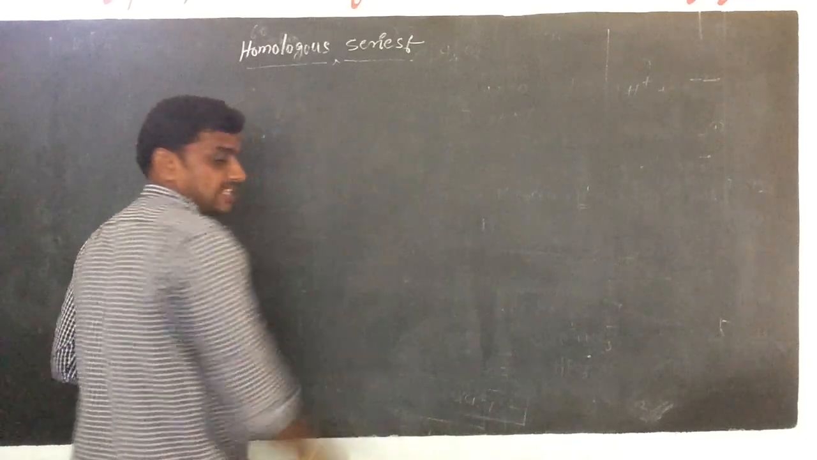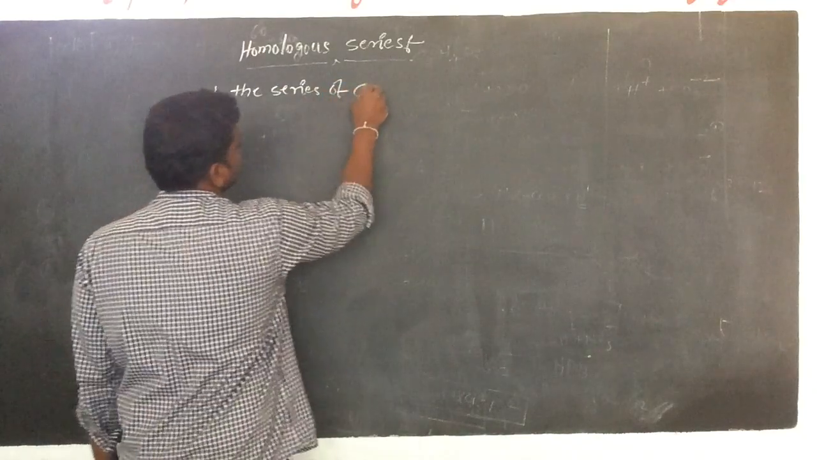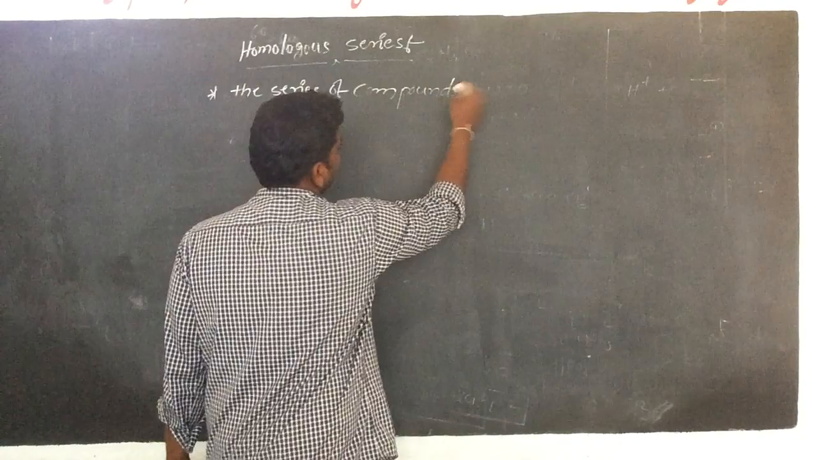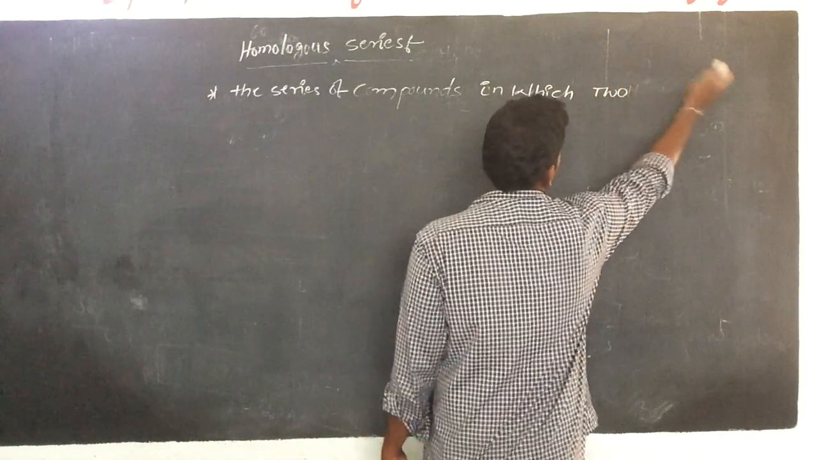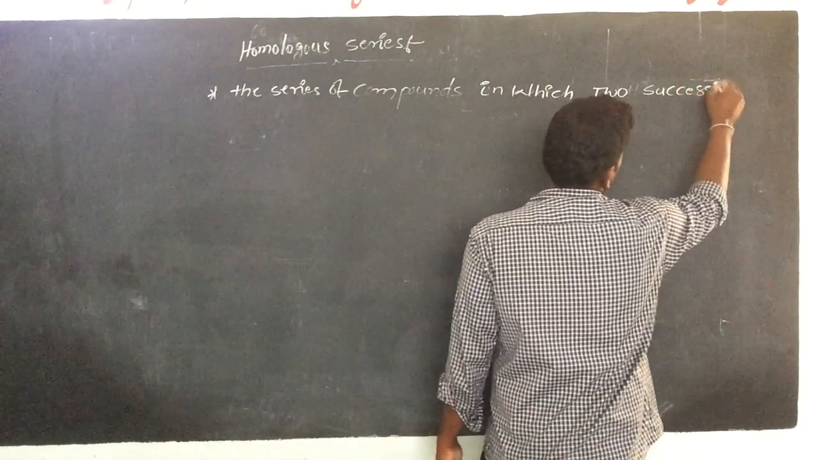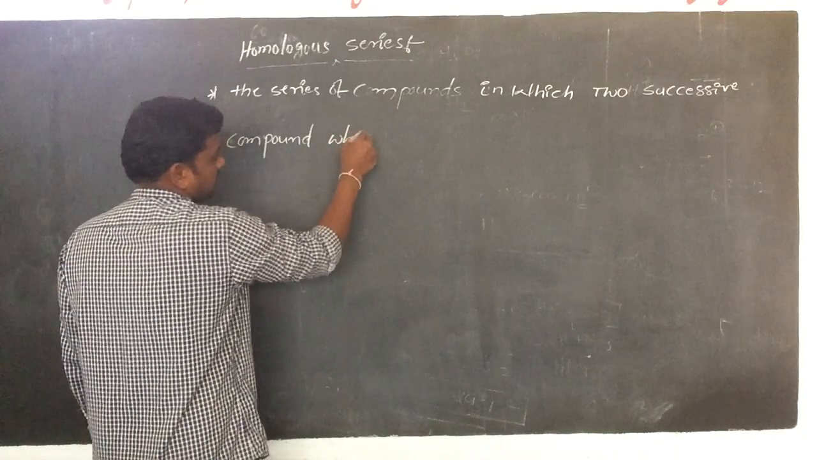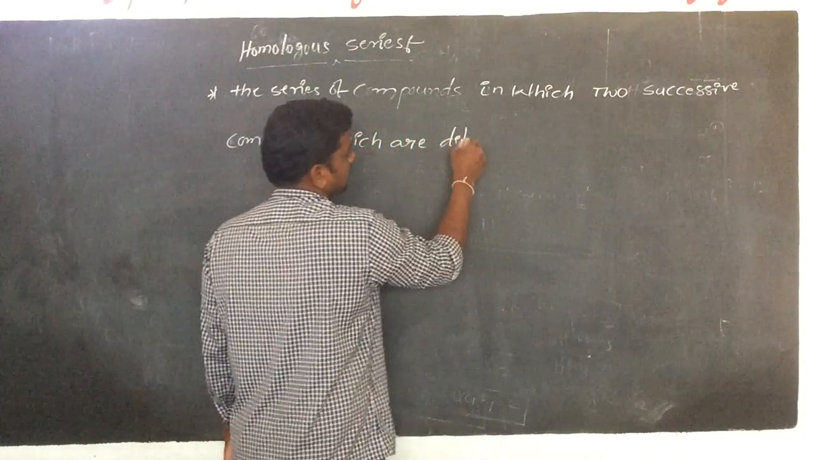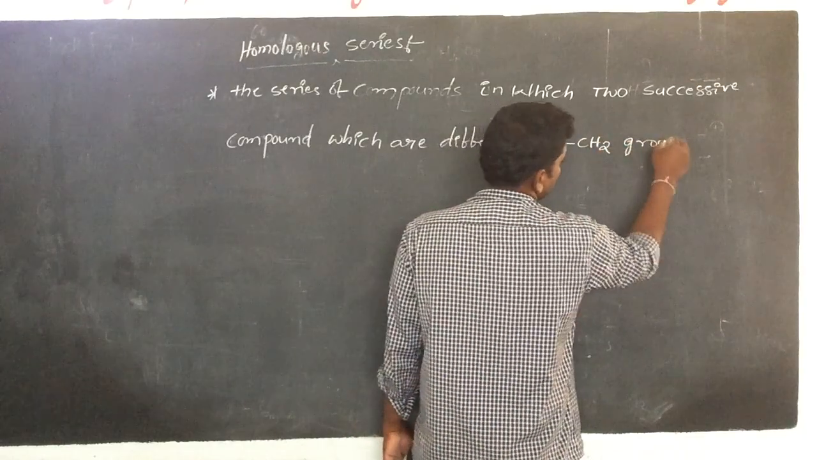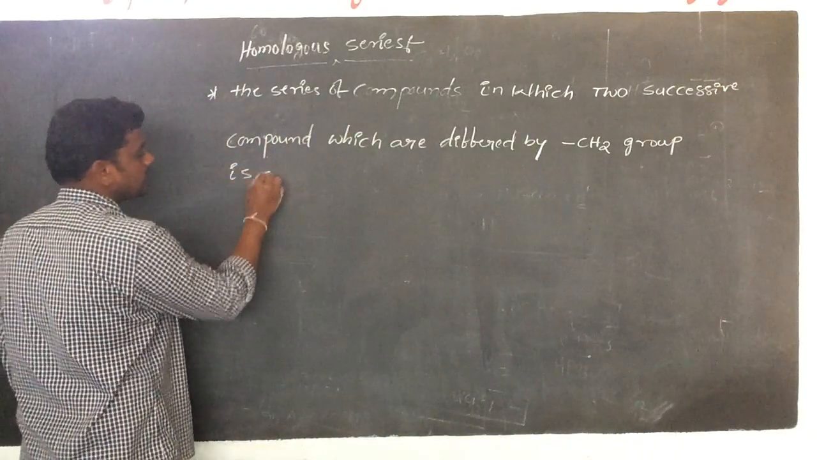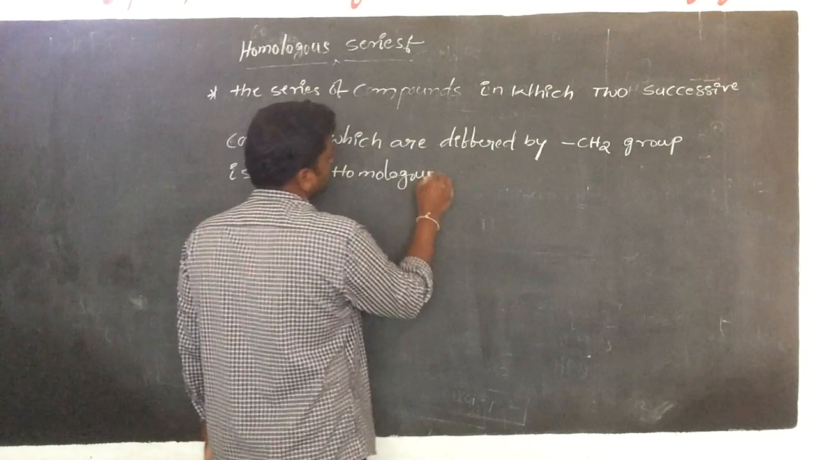I write the definition of homologous series, and observe: the series of compounds in which two successive compounds which differ by a CH2 group is called a homologous series.